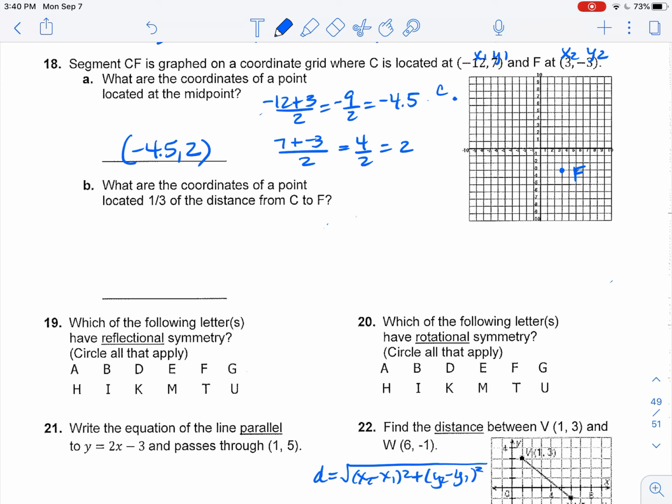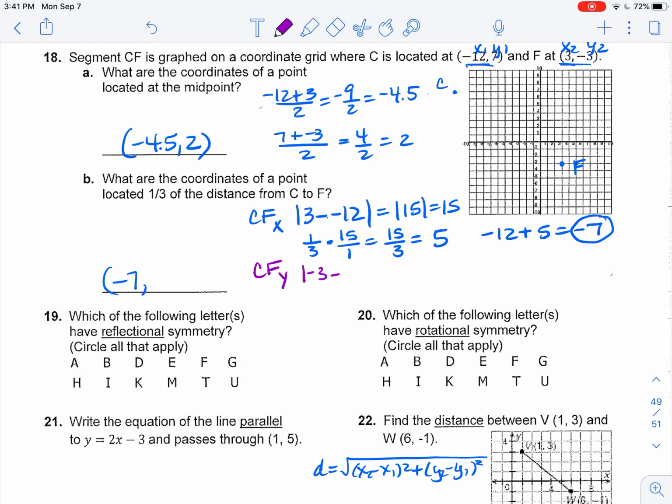All right, let's do the same thing for the y coordinates. I'm going to do this one in purple. So I need the distance from C to F in the y direction. All right, so the y2 is -3 minus the y1 is 7. That gives us a distance of absolute value of -10, which is 10. 1/3 times 10/1 is 10/3. I'm going to leave it as a fraction now. And so starting with the y coordinate, that one is 7.